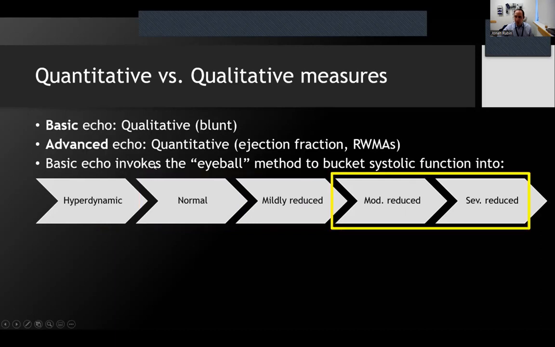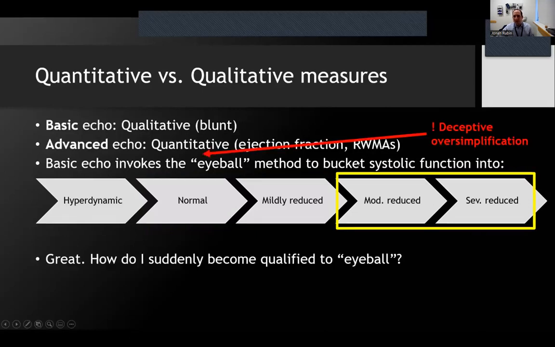And similarly, moderate to severely reduced. So you don't really need five buckets so much as you probably need three: hyperdynamic to normal, normal to mildly reduced, and moderate to severely reduced. That makes it a little bit easier. But I still think that telling people to eyeball and bucket function based on just how you're looking at it is a deceptive oversimplification.